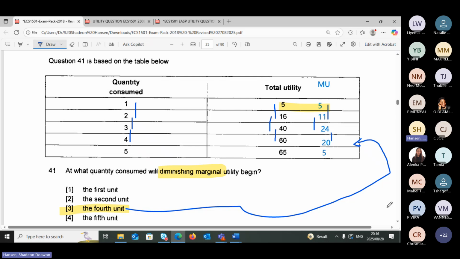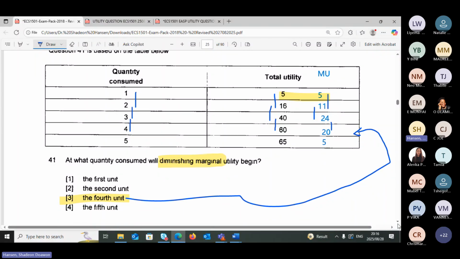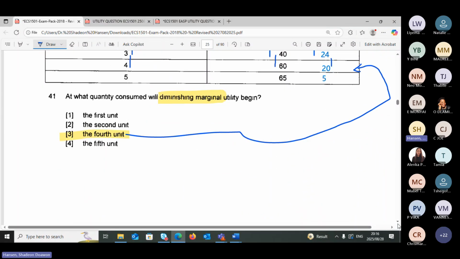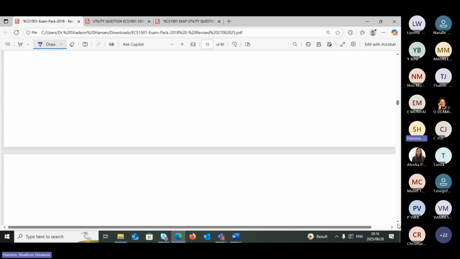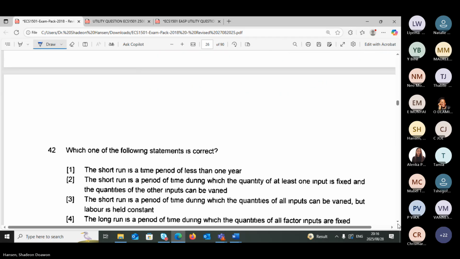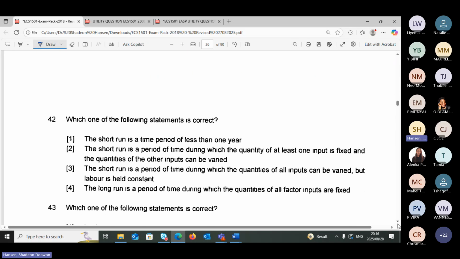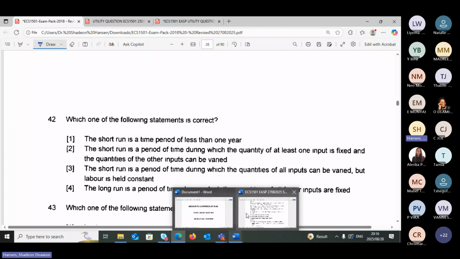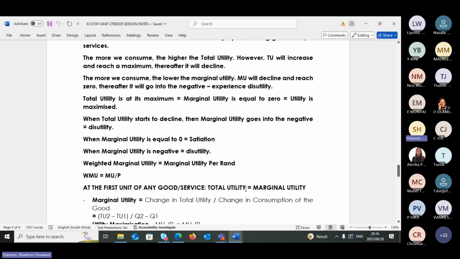Alrighty then. Let's continue. So that was just a previous example. So we finished with question 41. Let's look at question 42. Question 42 says, which of the following statements is correct? Now, this is with regards to the short run and the long run, students. Please note, did I type it here in our notes when we move on?